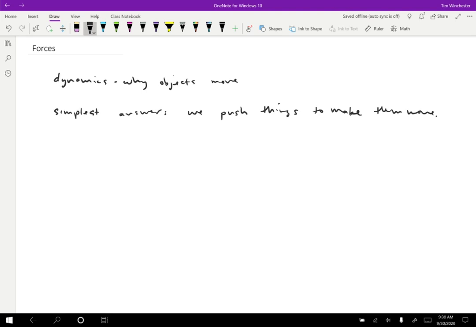Okay, so in order to talk about what happens when we push on an object, we're going to need to introduce a new term. And that term is force. And force is very simply just a push or a pull.